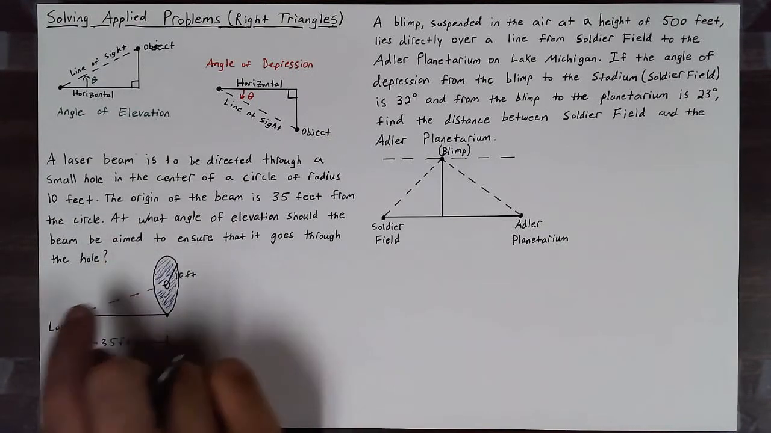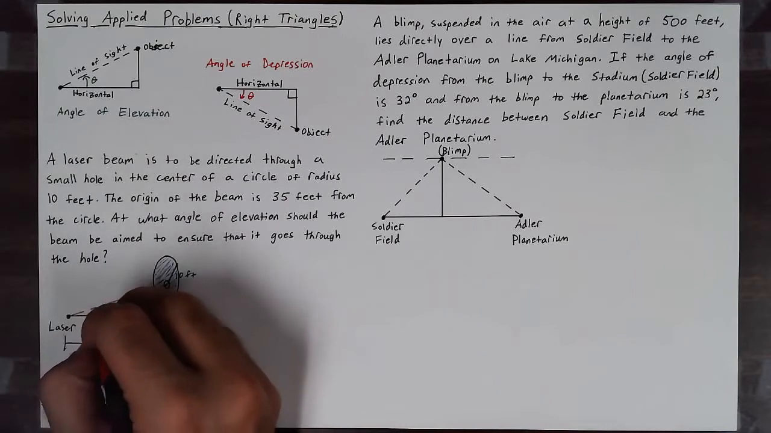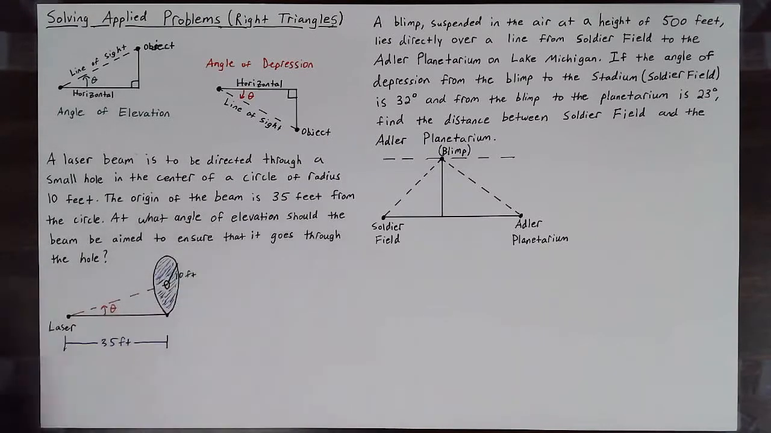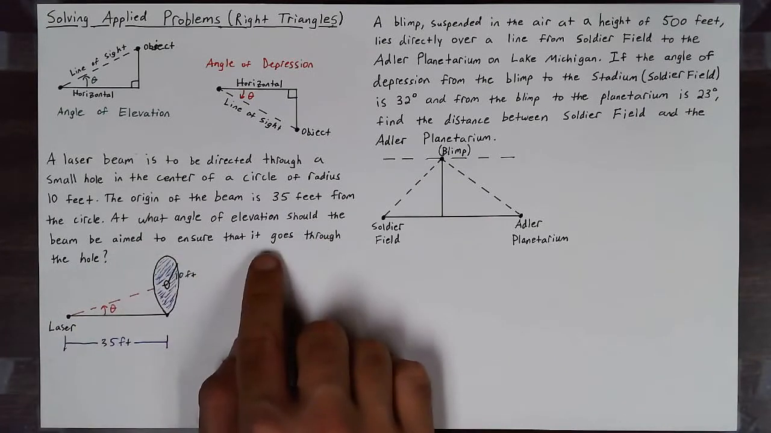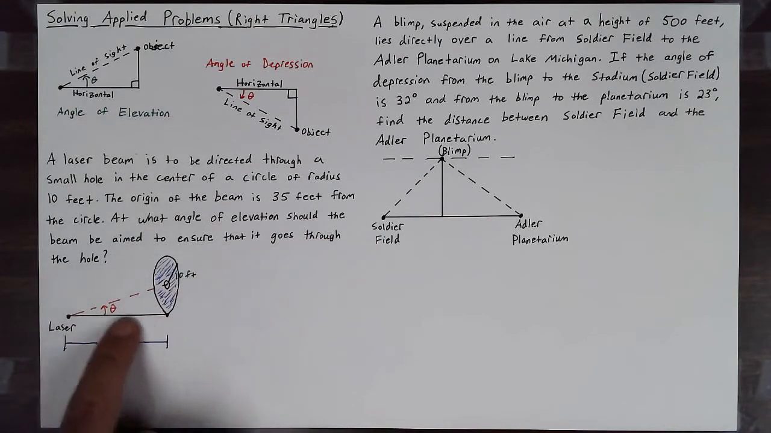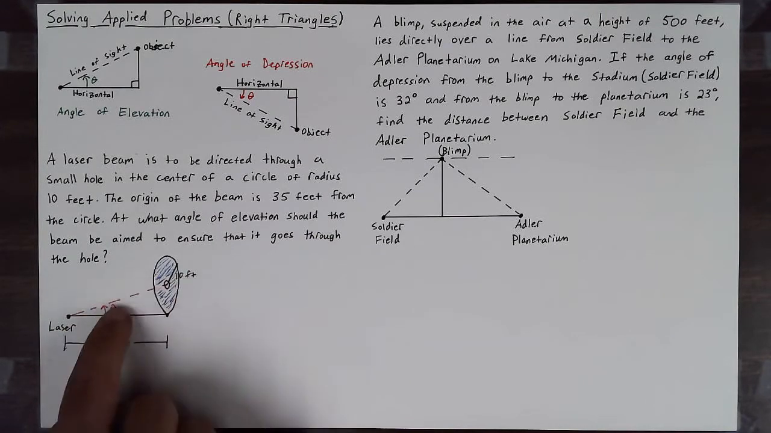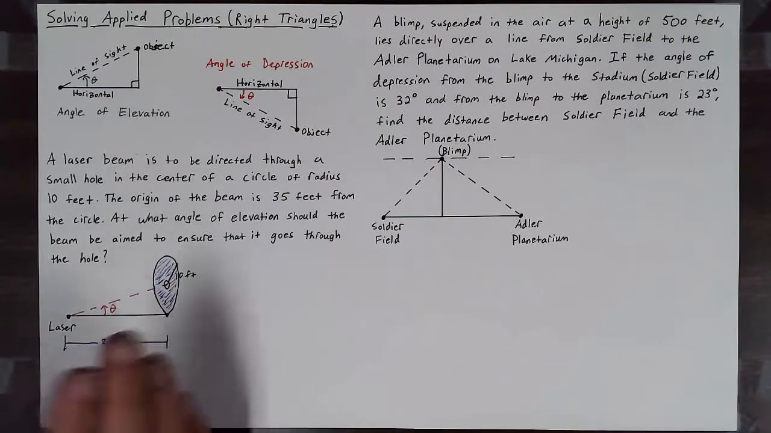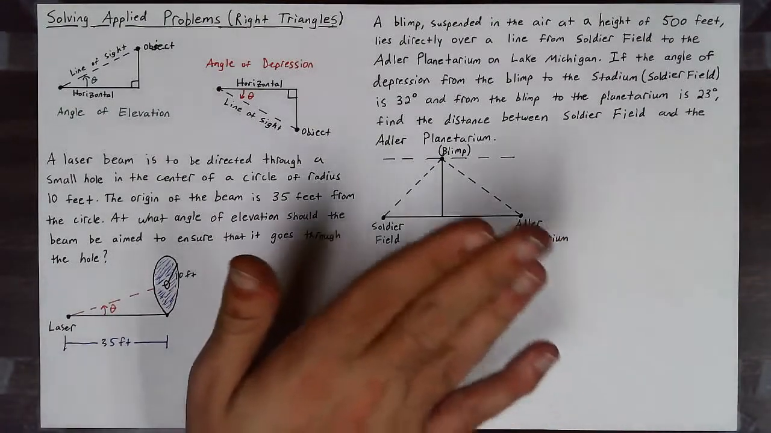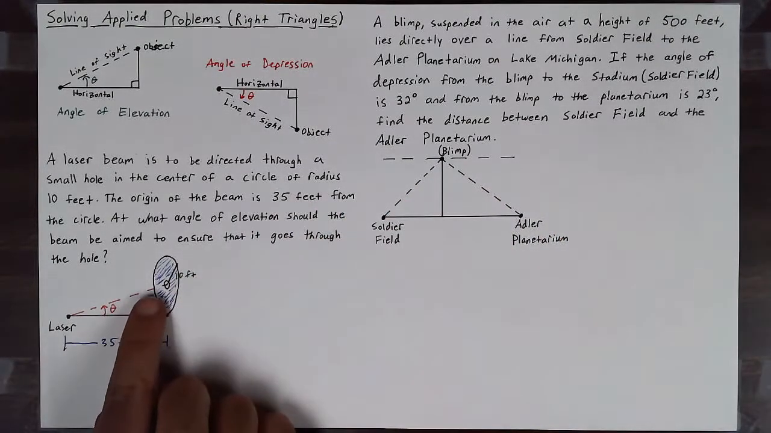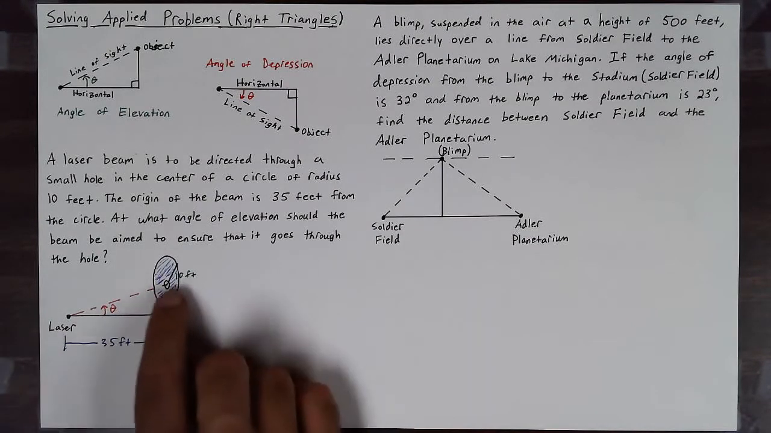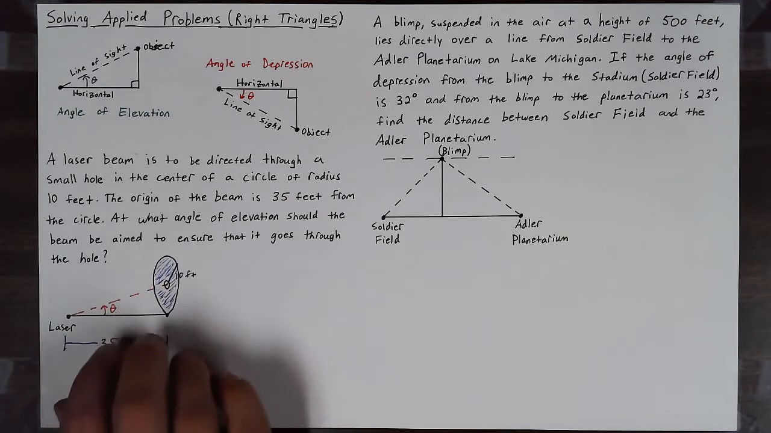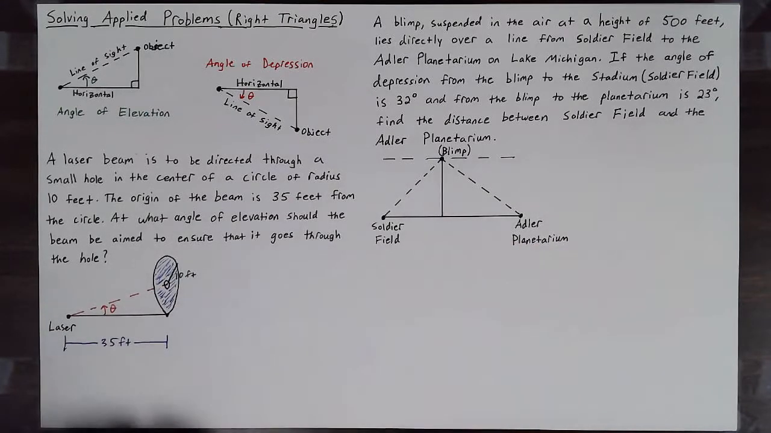At what angle of elevation should the beam be aimed to ensure that it goes through the hole? So again, you'll see here, this is the horizontal on the ground. It's angling upwards to create the angle of elevation, and we're looking for that angle. So how do we direct this laser to point right through the hole? And since it's a very small hole, you have to be very accurate, so it may not be up to guessing. We're going to calculate it.